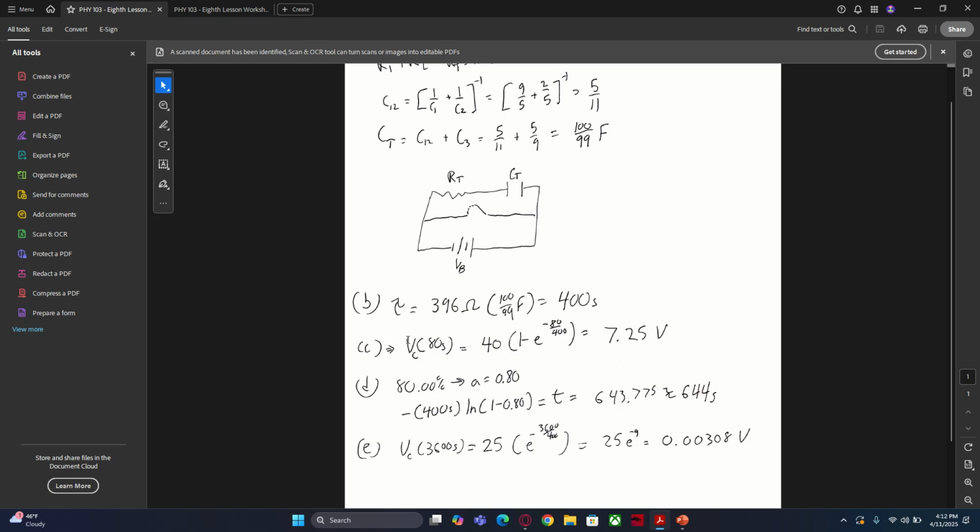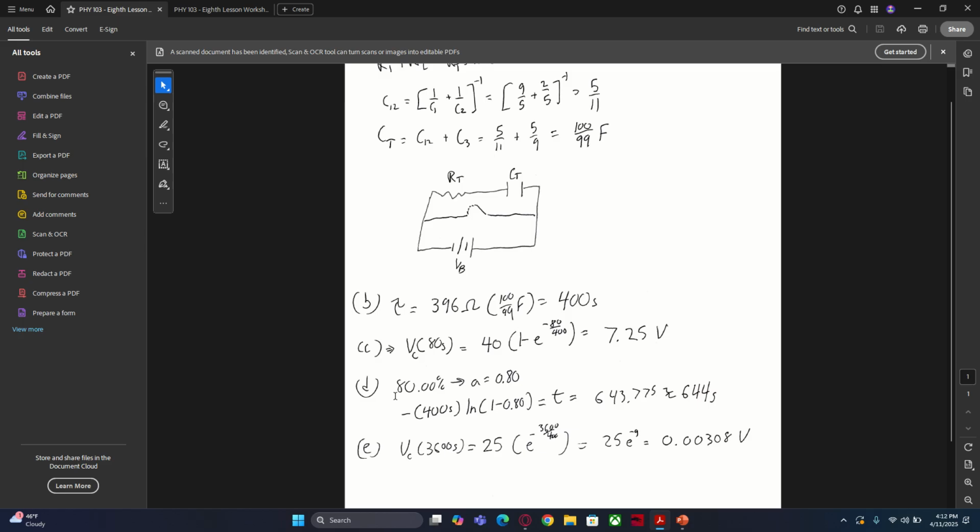For question C, the voltage across our charging capacitor after 80 seconds, we'll need to use our 40-volt battery supply multiplied by 1 minus e raised to negative 80 seconds that we've been charging the capacitor, negative 80 over 400, 400 being our time constant. And if you plug that into your calculators correctly, you should get 7.25 volts. That will be the voltage across the simplified capacitor.